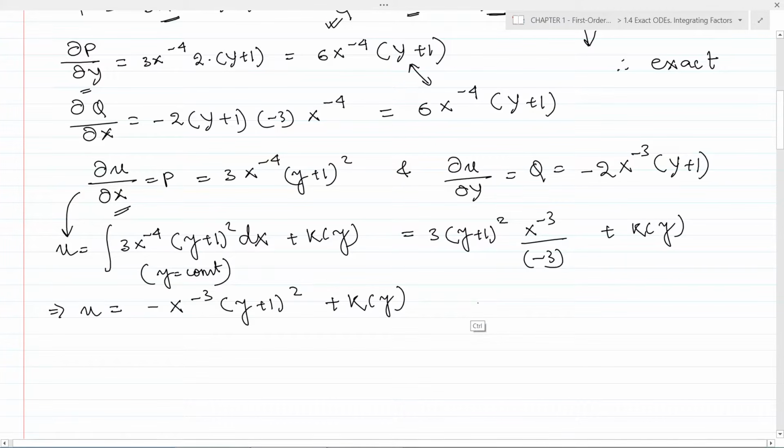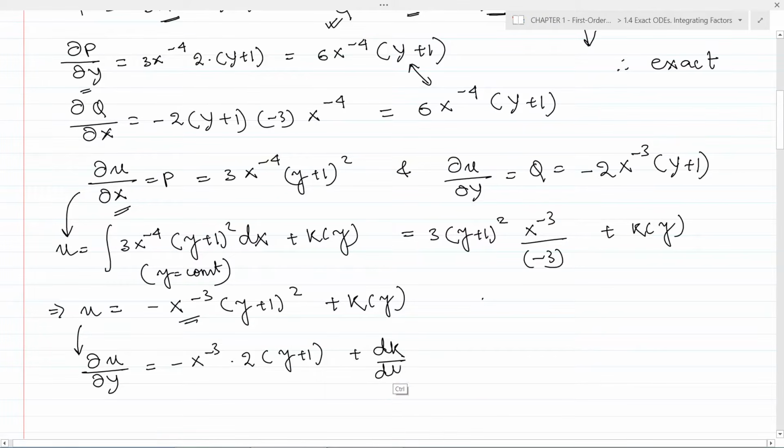Now, this is a provisional value of u. We can take its partial differentiation with respect to y, and we will write del u by del y equal to, this x term will be constant. So, this will be minus x to the power minus 3 multiplied by derivative of y plus 1 whole square by chain rule, which is 2 whole into y plus 1, plus dk by dy, because k is only a function of y. Now, this is equal to q.